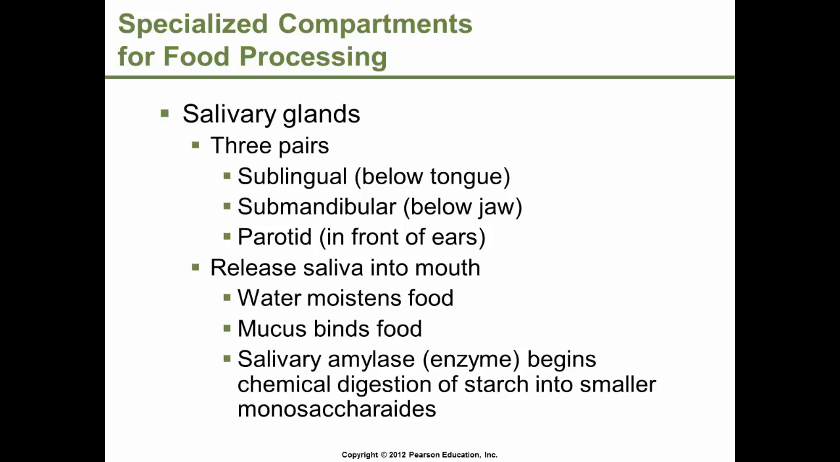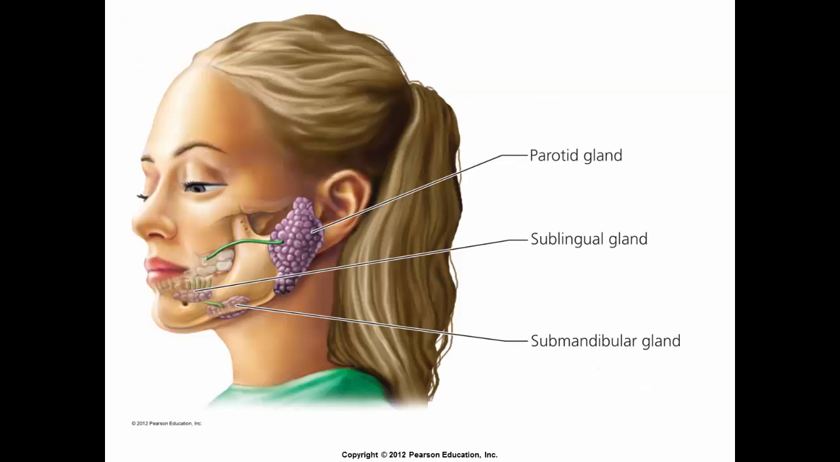Salivary amylase is an enzyme that begins this chemical digestion of starch into smaller monosaccharides that the body can use. So it's an important enzyme in the body. And so this shows the location of the sublingual below the tongue, submandibular below the jaw, and the parotid right in front of the ears.